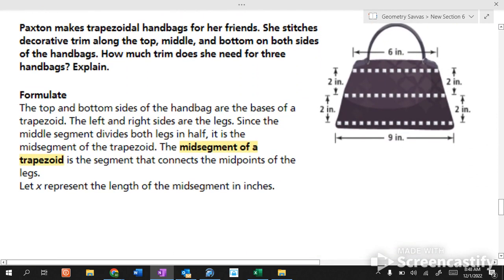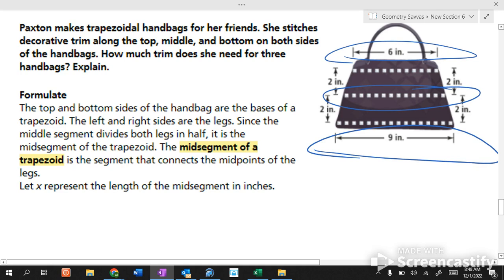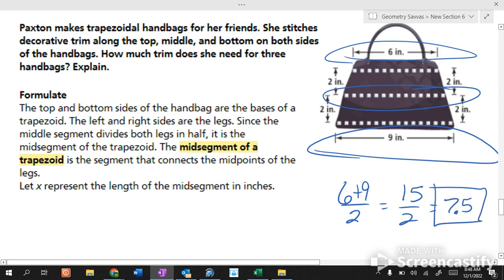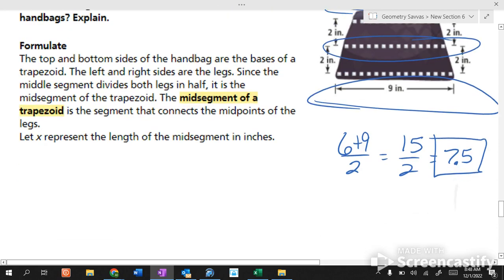So if you wanted to figure out the length of this midsegment right here, knowing this base is 6 and this base is 9, what do you do with the 6 and the 9? Add them up, divide by 2, and 7.5.